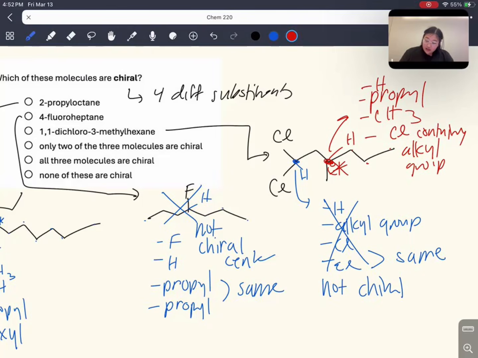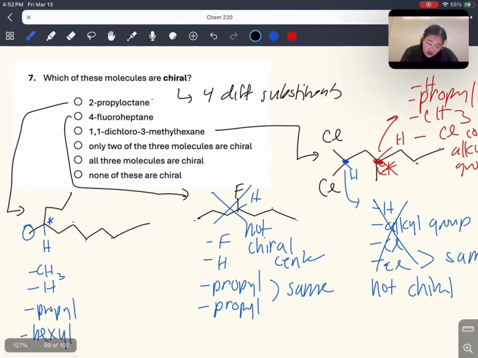All you need is one. Because you have a chiral center, even though you have another non-chiral center, this chiral center makes the molecule overall chiral. And so because the first one is chiral and the third one is chiral, the correct answer would be only two of the three molecules are chiral.